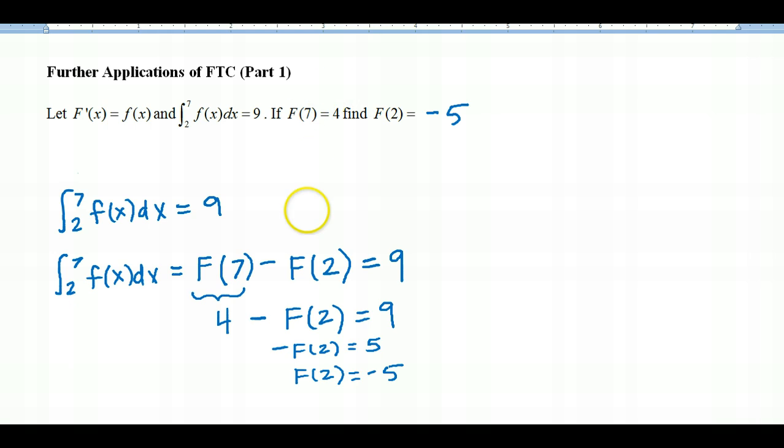So this is an application of the Fundamental Theorem part 1, but I'm using it in a different way. It's understanding that if I'm given F prime of x equals little f of x, and I'm given this definite integral from 2 to 7 of little f of x, then I'm really being asked to write out the Fundamental Theorem of Calculus Part 1 in general terms to search for one of the missing components. They could have instead given us F of 2 and then asked us to find F of 7. We still would have had enough information to do so.